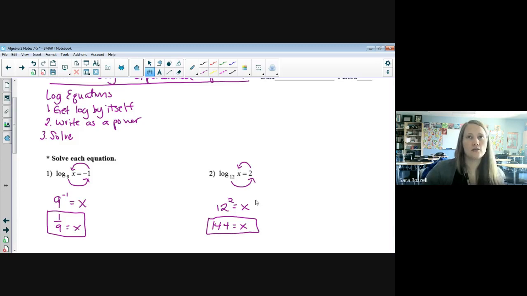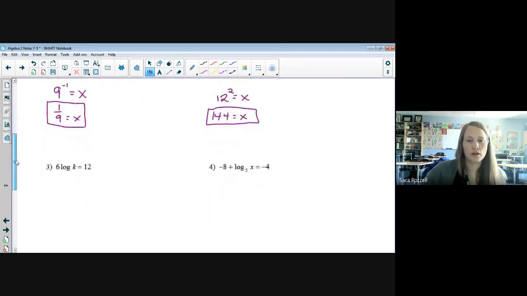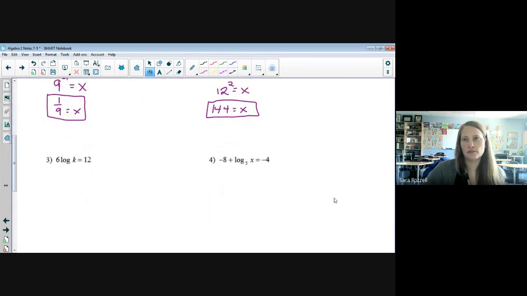Questions on this kind where the log's already by itself? You okay? Thumbs up if that's all right with you guys, so if we can write it as an exponent and evaluate a power. Okay. All right, go ahead and write the next two examples down.